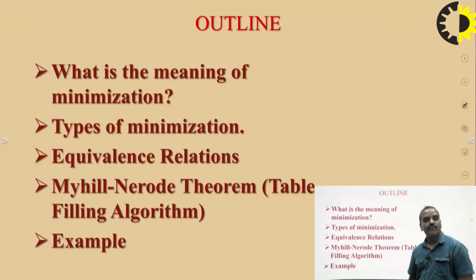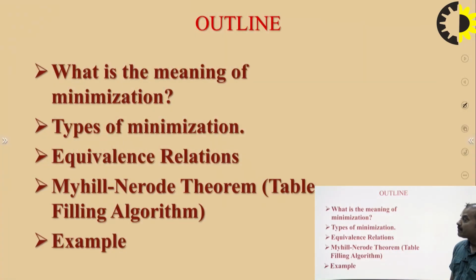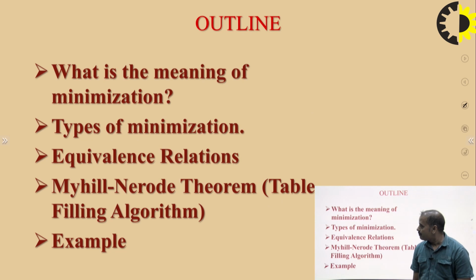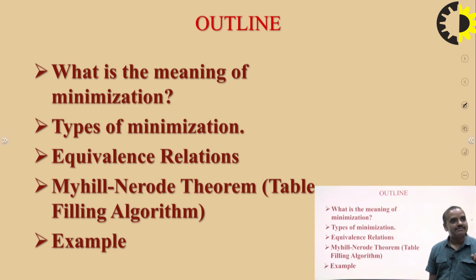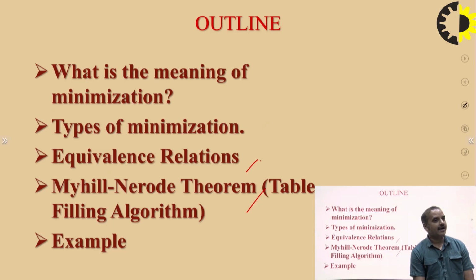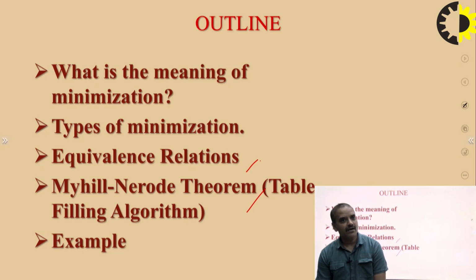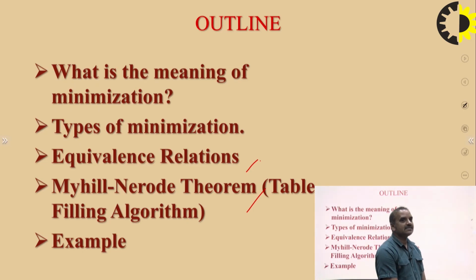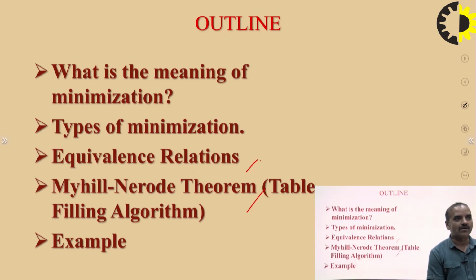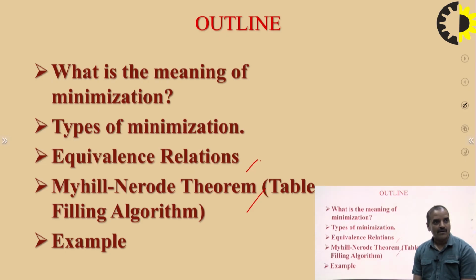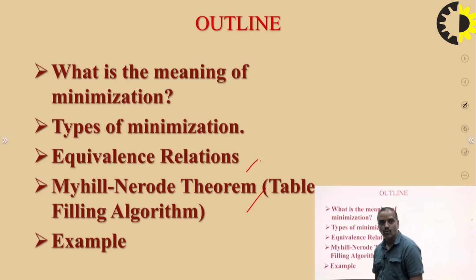This is the table of contents. What is the meaning of minimization? Types of minimization. We have discussed two types of minimization. The first one is the equivalence method and the second one is the Myhill-Nerode theorem, that is also called the table filling method. And we have considered an example on this method. In this video, we have only discussed the equivalence method because a big amount of time is used for the discussion of the Nerode theorem.